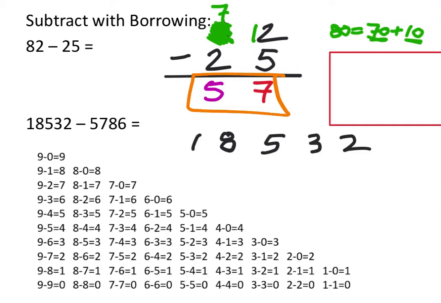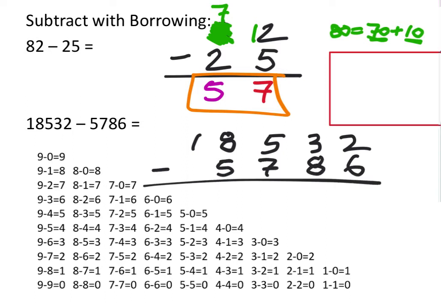So this one comes out 18,532, right? So 1 in the 10,000s, 8 in the thousands, 5 in the hundreds, 3 in the tens, 2 in the ones place value, and we are subtracting 5,786. So that's a 5 in the thousands, 7 in the hundreds, 8 in the tens, and a 6 in the ones place value. So that sets up our problem like we need it to. That's good.